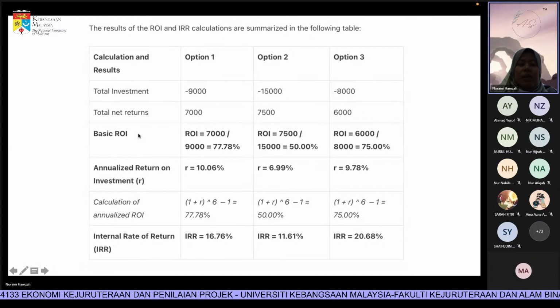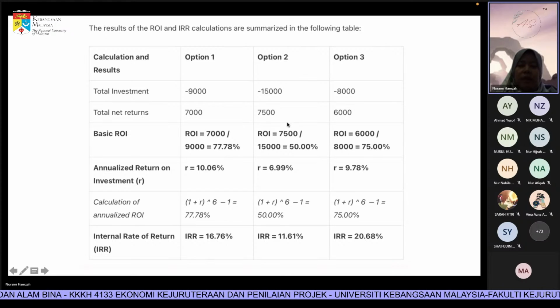So macam mana nak calculate ROI? ROI adalah dia kata the pluses minus negative investment over investment. Okay. So ROI adalah dia punya net of returns, iaitu ni dia dah minuskan siap-siap lah kan. Dia dah minuskan siap-siap bahagi dengan dia punya investment. Investment adalah ni. Oh okay. Dia dah totalkan siap-siap lah.